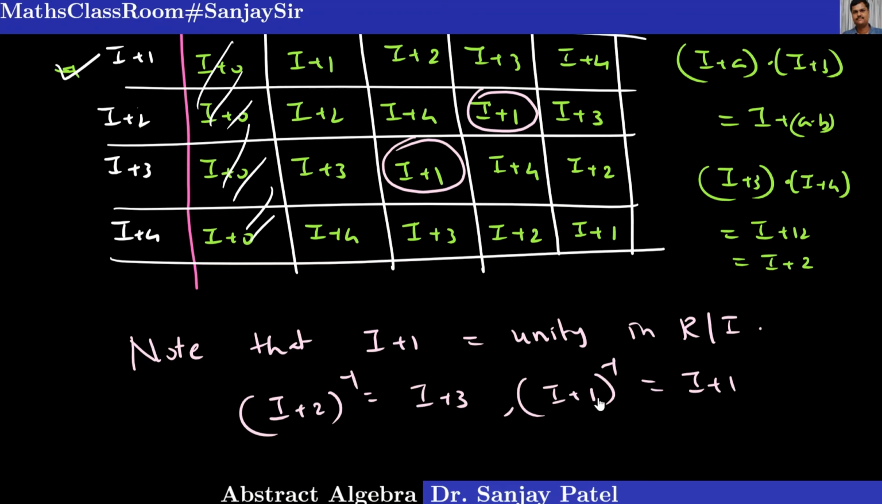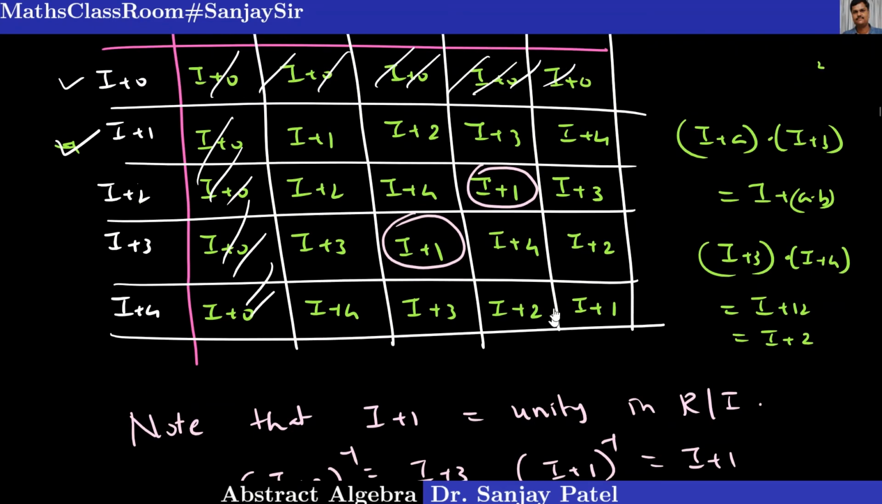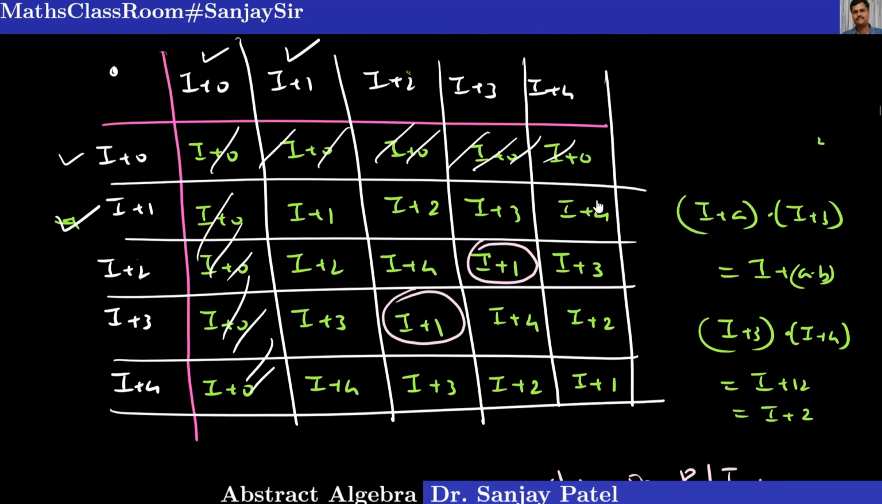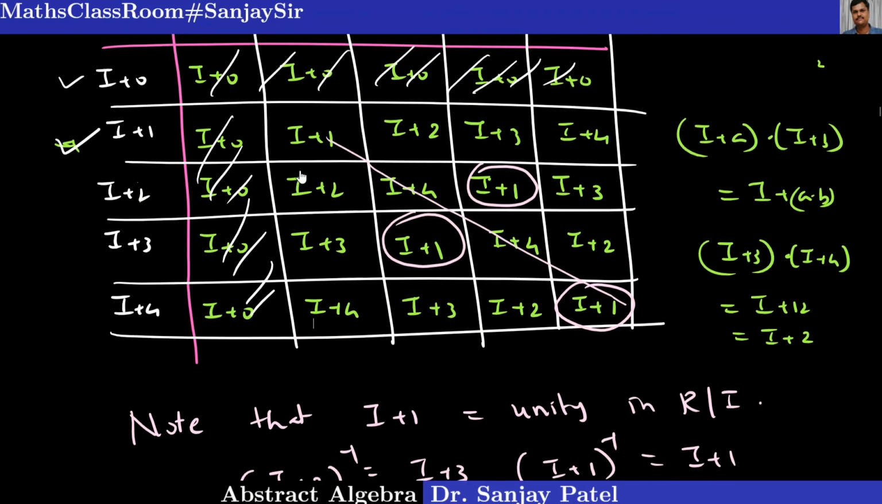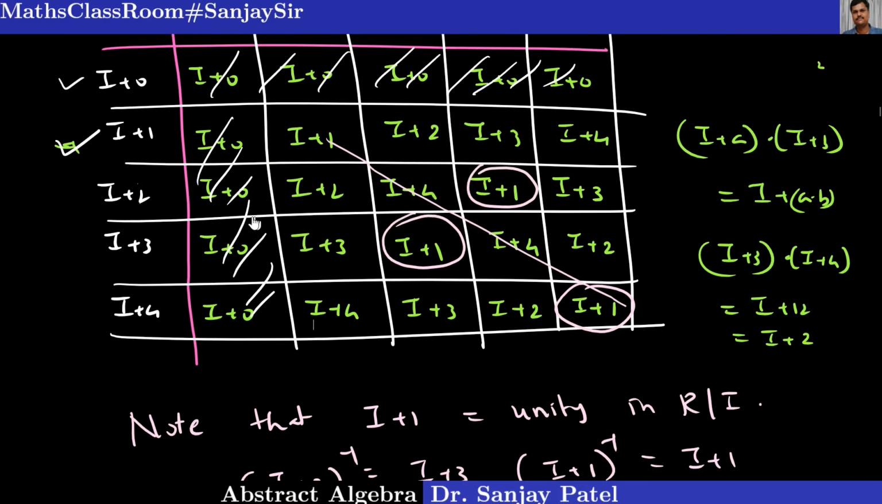Okay, what is left is only the element I plus 4, and I plus 4 into I plus 4 is I plus 1. It is here. So I plus 4 is a self inverse. So I plus 4 inverse is equal to I plus 4. And also this table shows that the operation of multiplication is commutative, because if you take the reflection in the principal diagonal here, it is the same thing, okay, on both the sides.